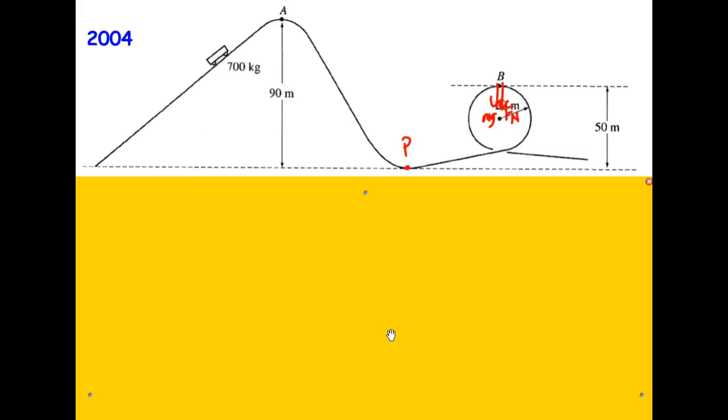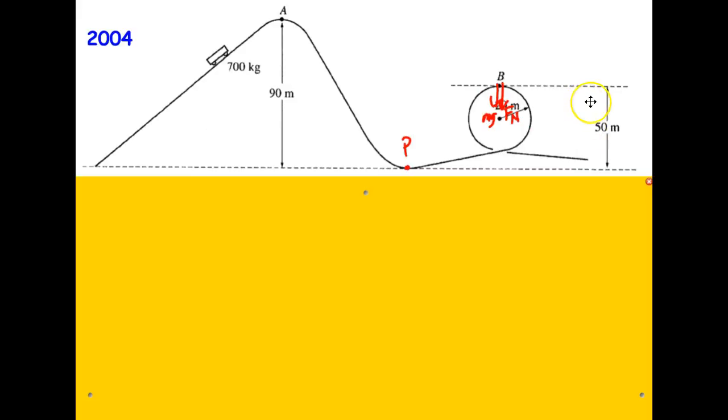Next, we have the free response question from 2004. A roller coaster ride at an amusement park lifts a car of mass 700 kilograms to point A at a height of 90 meters above the lowest point on the track as shown above. The car starts from rest at point A, rolls with negligible friction down the incline, and follows the track around a loop of radius 20 meters. Point B at the highest point in the loop is at a height of 50 meters above the lowest point in the track.